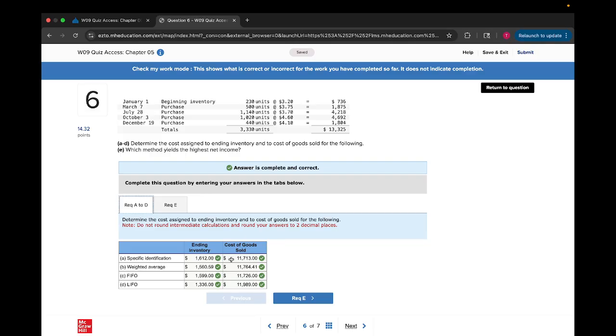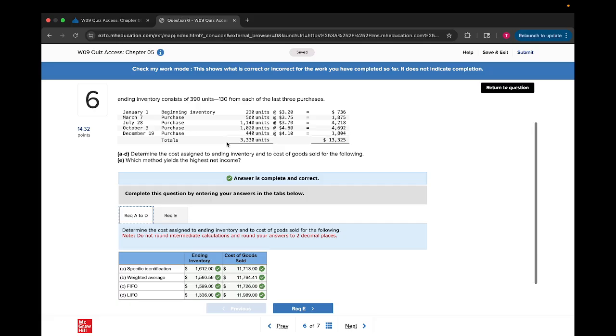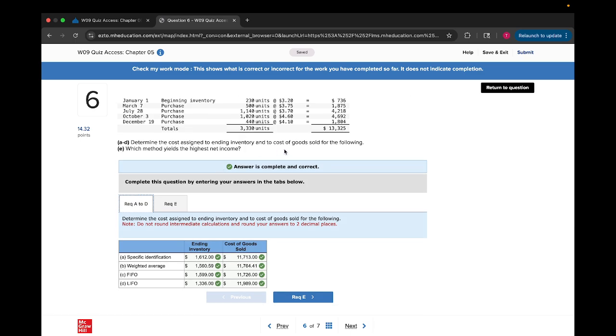With FIFO, first in, first out, we need to find the ending inventory, and that is priced using the most recent cost. Our most recent is December 19th, where they sold 440 units for $410 per unit. We just have to find our ending inventory and our cost of goods sold. Our ending inventory that we were given was 390 units, and we need to make sure that 390 units is always at least able to equal all of these. That 230 doesn't, so that's going to affect the LIFO. But right now for FIFO, it fits right into 440.